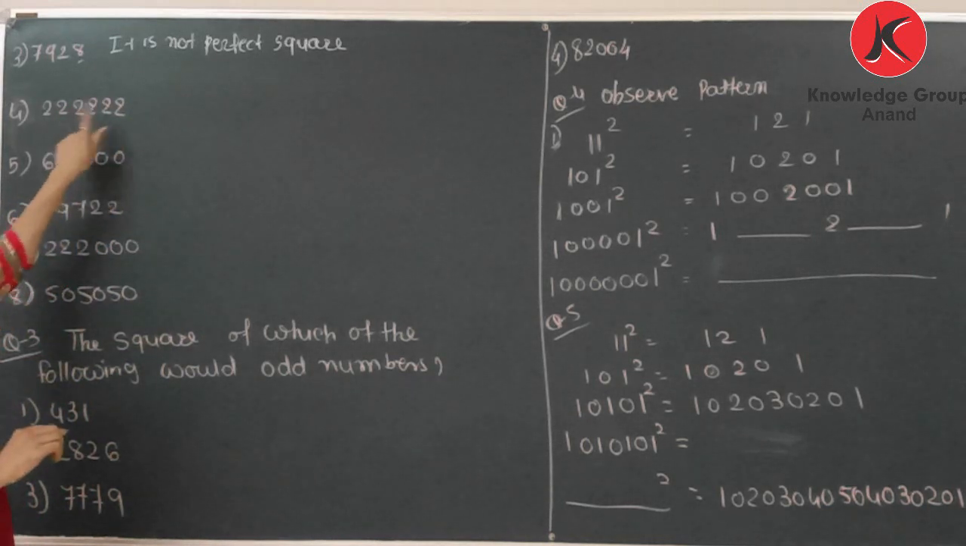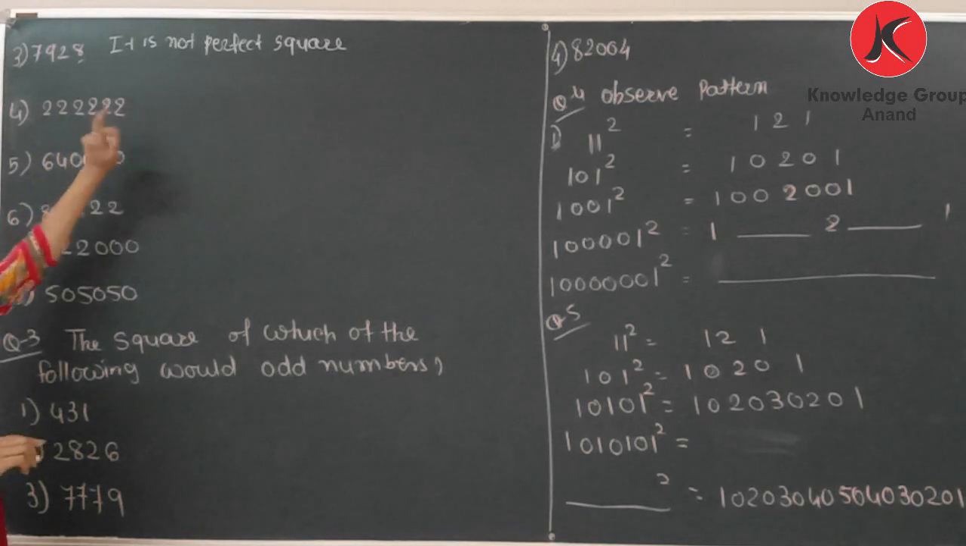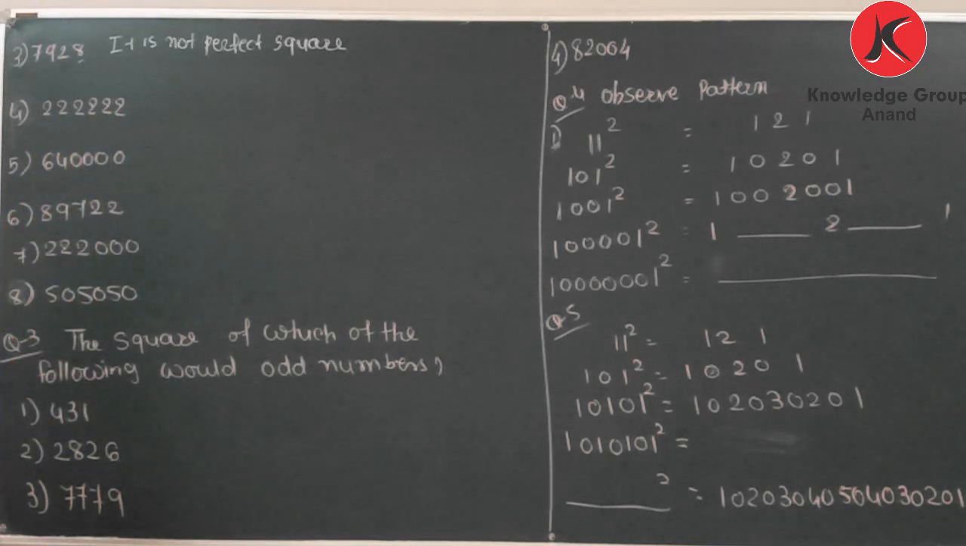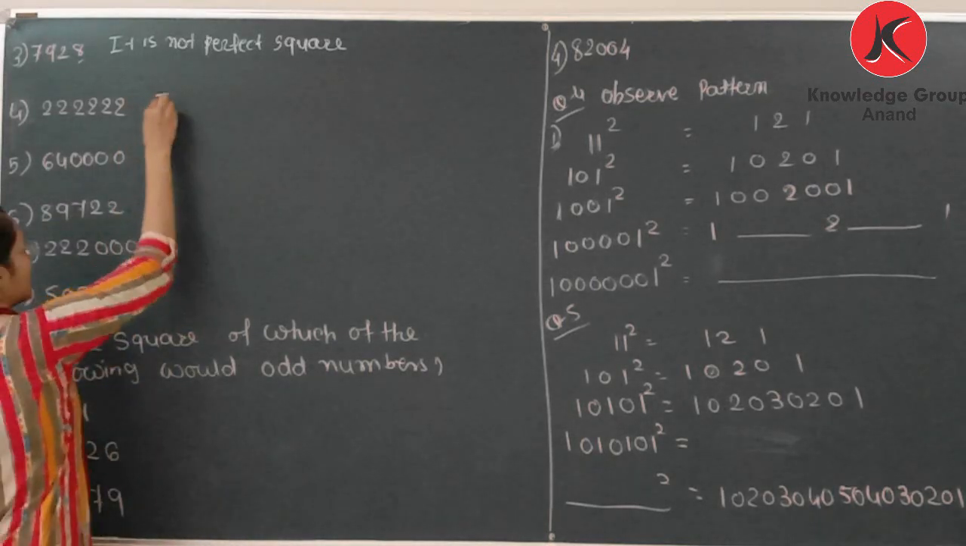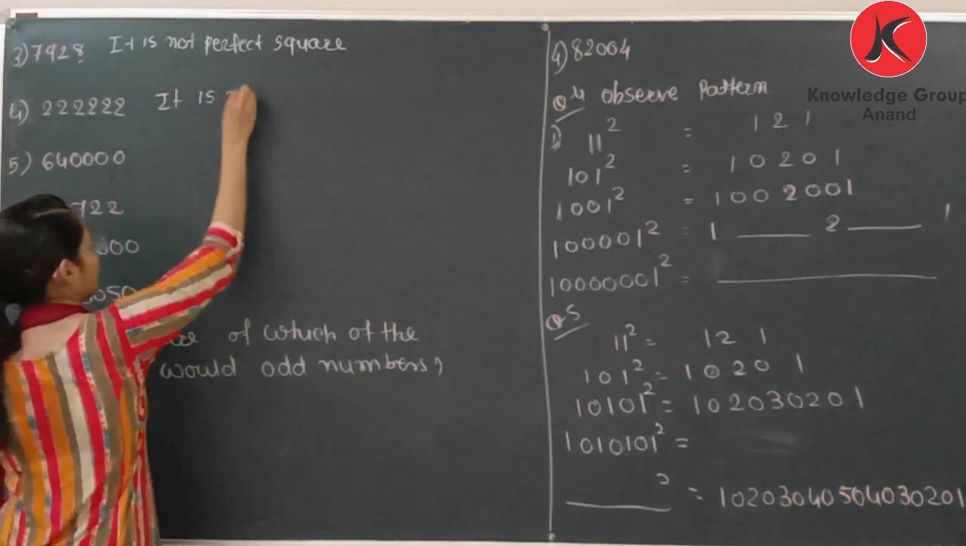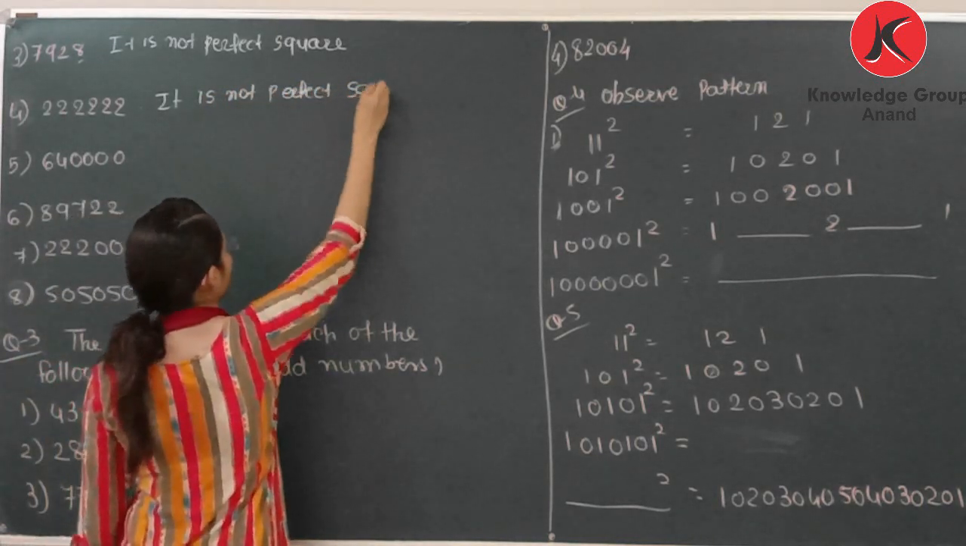For next one, please write the reason for the third one. Last digit is what? 2. Again, the reason is same. None of the square numbers has last digit 2. Please write the reason. It is not a perfect square. Reason is same as previous one.